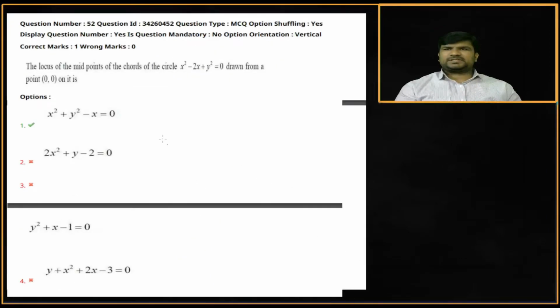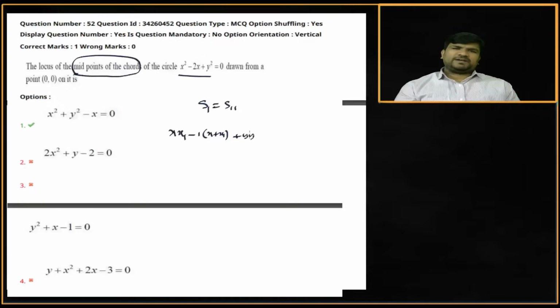So the next question is the locus of midpoints of the chords of the circle drawn from the point 0 comma 0 on it. So circle S is given. We have to find the locus of the midpoints of the chords. The formula for the locus of midpoints of chords is S1 equals S11. S1 means, in the given circle, x x1 minus 2x is there, so 1 times (x plus x1) plus y y1 equals S11. S11 means in the place of x and y we have to write x1, y1.